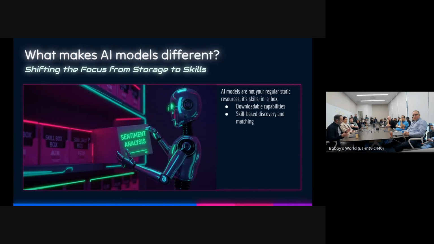AI models are not your regular static resource. The way I see it is kind of like a skill in a box. It's something you can take and say, okay, I have this model, it can do sentiment analysis. It is good enough for that. If you want a different model to do sentiment analysis, you could still do that. You could still download one more model, or you could say, well, I'm not willing to have my user wait for many seconds to do that. I'm just going to use what's available. That model is meant to be good enough. Let's just use what's readily available on the device.